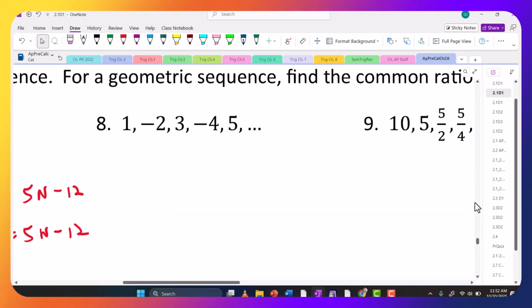Hey, what's this one? Arithmetic, geometric, or neither? It's neither. This oscillates between positives and negatives. It doesn't go up by 1. And it doesn't have a common multiplier to get from one term to the next. So this is a neither.